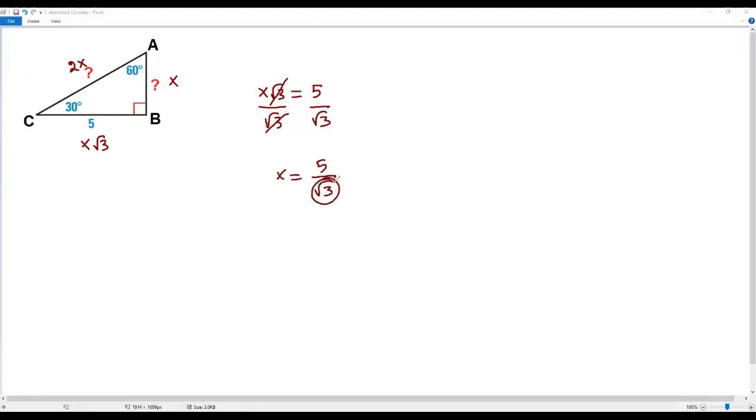Here the denominator is square root of 3. It's an irrational number. So usually we don't keep the denominator as an irrational number. So I have to rationalize this. For that, I have to multiply both numerator and denominator by square root of 3.